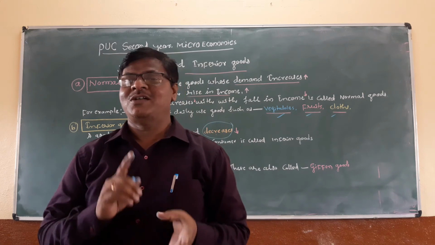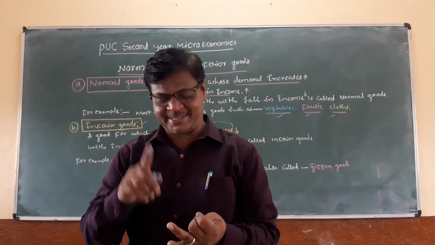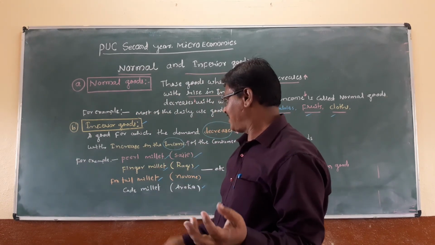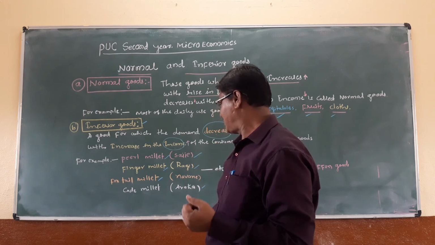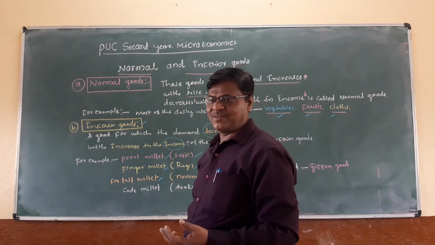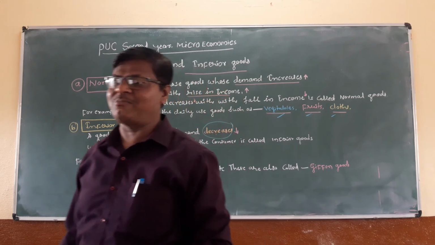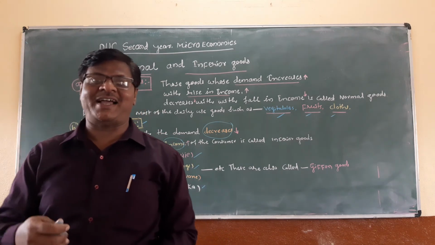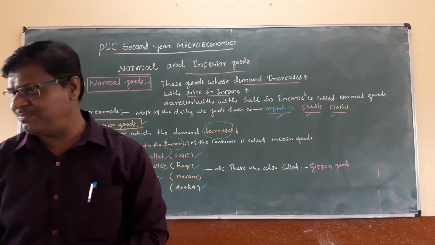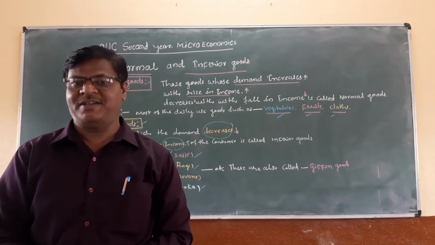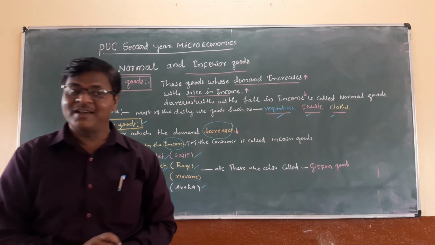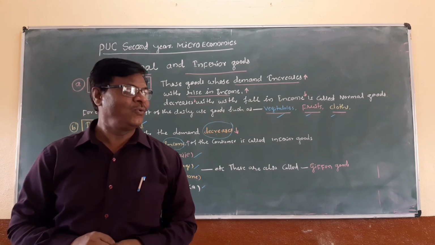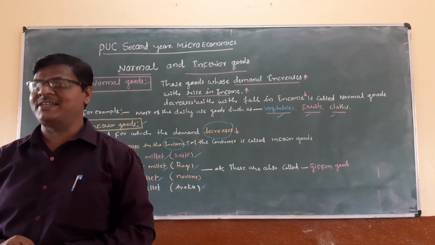Examples for normal goods: vegetables, fruits, clothes. Examples for inferior goods: there are a number of millets, for example, pearl millet, finger millet, foxtail millet and kodo millet. Except these, you can give a number of other inferior goods. You have to collect and remember whatever you use in daily life. You have to give a number of examples for inferior goods and for normal goods. So you have to write these examples in examinations.